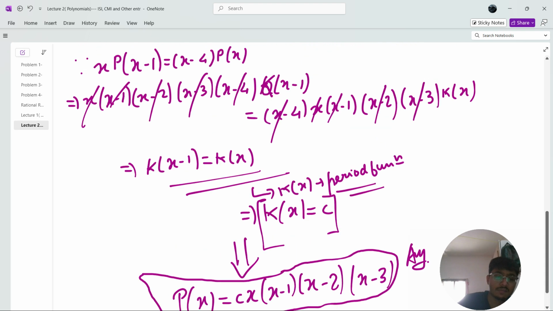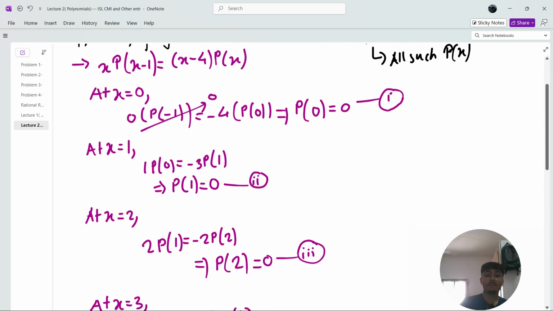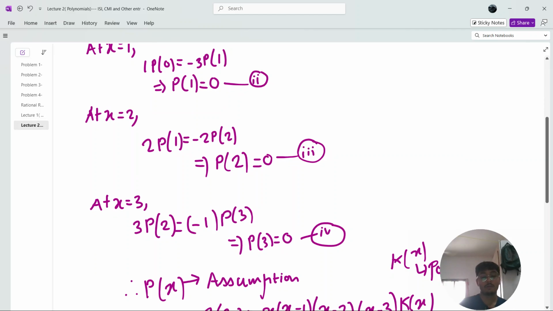I hope everybody is clear with this easy problem, a little trickery, a little knowledge of periodic functions, but yes. So once more, we were given an equation that is x into p of x minus 1 is equal to x minus 1 into p of x. We took randomly 4 values of x to check out some things which could be of great help to us. So initially we took x equals to 0. My p of 0 was coming out to be 0. At x equals to 1, my p of 1 was coming out to be 0. At x equals to 2, my p of 2 was coming out to be 0. At x equals to 3, my p of 3 was coming out to be 0.